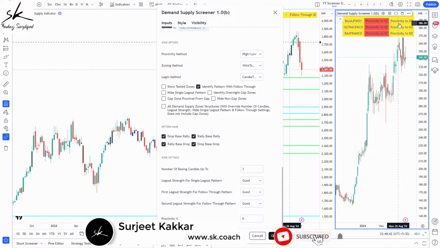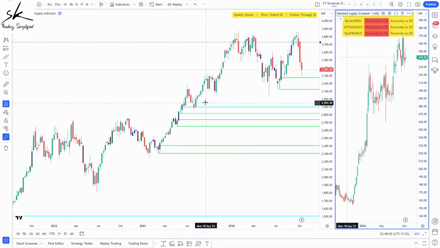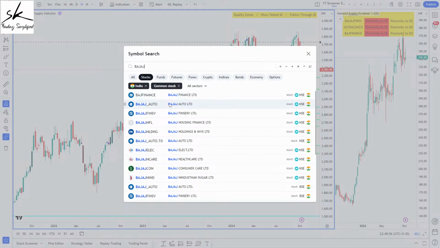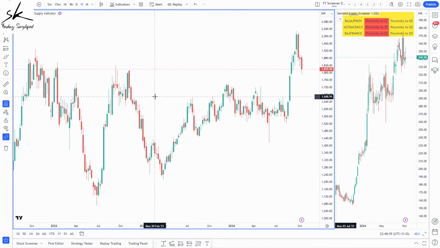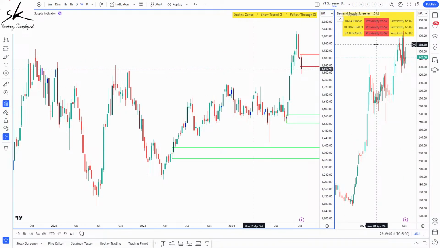Okay, why is it still giving me... okay, let me just see. Maybe the zones were formed on the current candle, right? That could be the reason why it is giving me these results. So let me just check. If I go to BAJAJ FI, otherwise it should not generate. Perfect. So you can see you have a formation of a zone. That is why it is getting shortlisted, right?